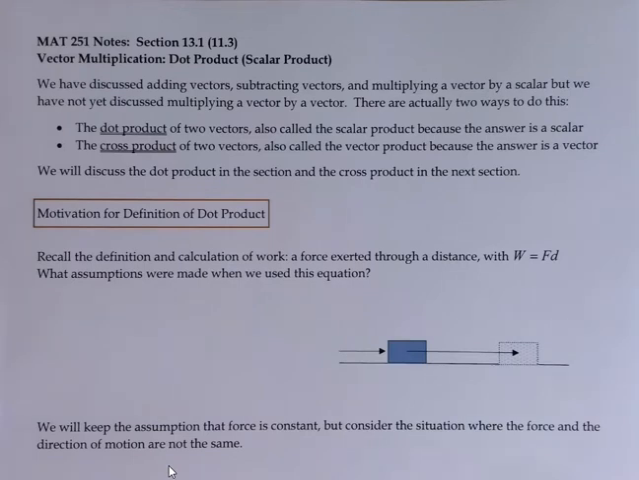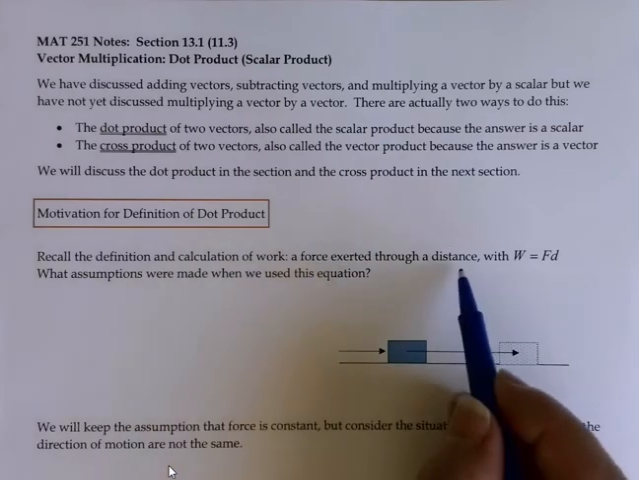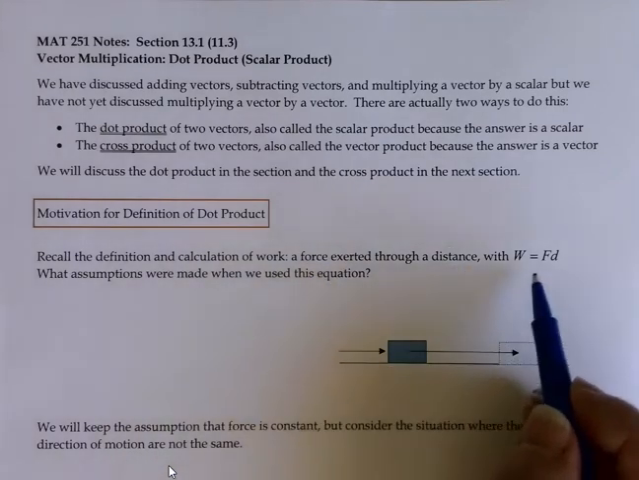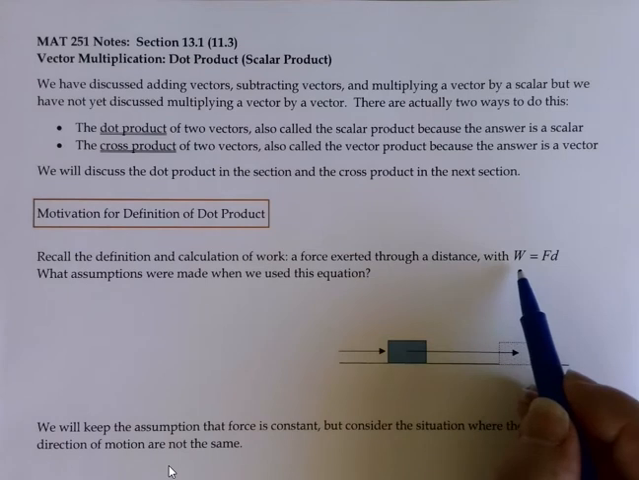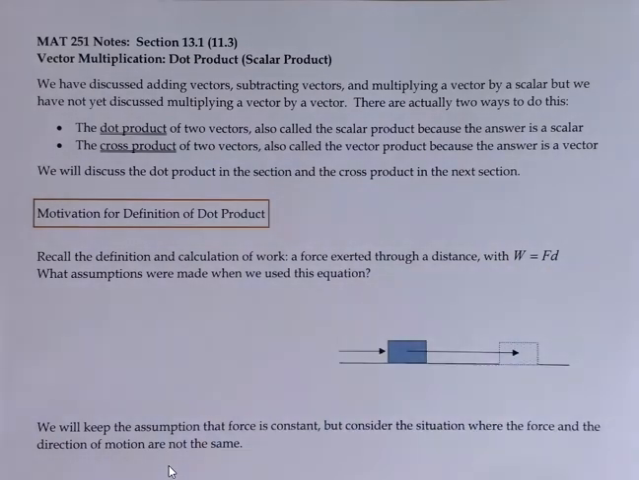For starters, we're going to look at a motivation for the definition of the dot product based on the concept from physics of calculating work. Remember, work results when a force is exerted through a distance. And in basic non-calculus-based physics, you usually learn that work equals force times distance. Let's think about the assumptions that were really being made when we used that equation.